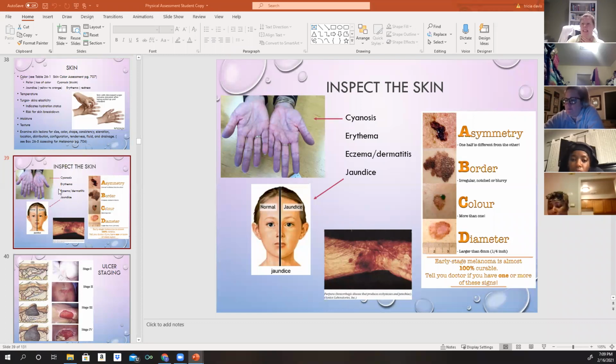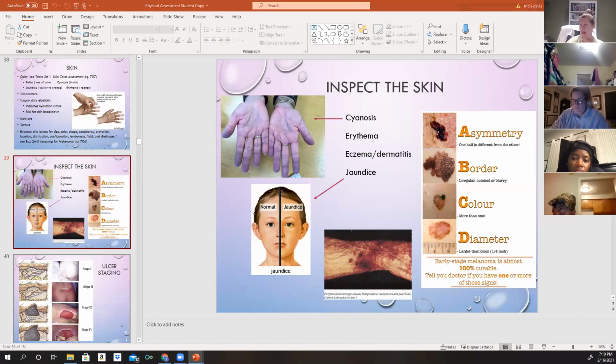Okay, so inspecting the skin. So here is what cyanosis looks like. You can see these hands right here. See the bluish color right there, especially on those fingertips. That's a bad sign. I want you guys, if you ever see that around their hands or their mouth, to automatically think something's going on with their oxygenation. Right down here, it's kind of hard to tell, but this is jaundice. So this side is normal skin color and over here is jaundice.